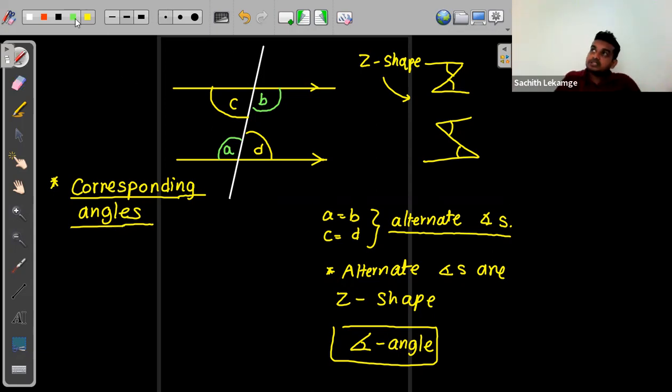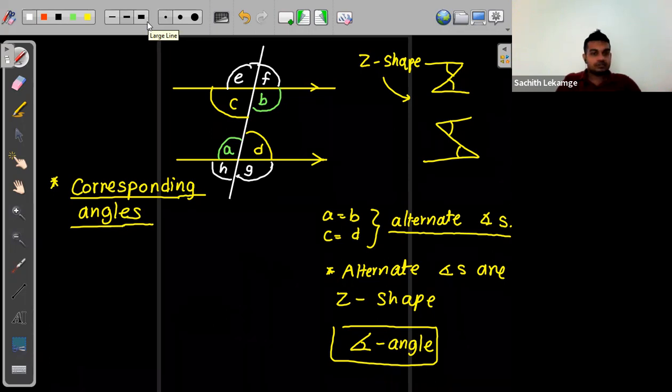Corresponding angle. I'm adding some more letters into my picture: E, F, G, H. So you also write these letters in your diagram. See, this question helps us to learn a lot of things.